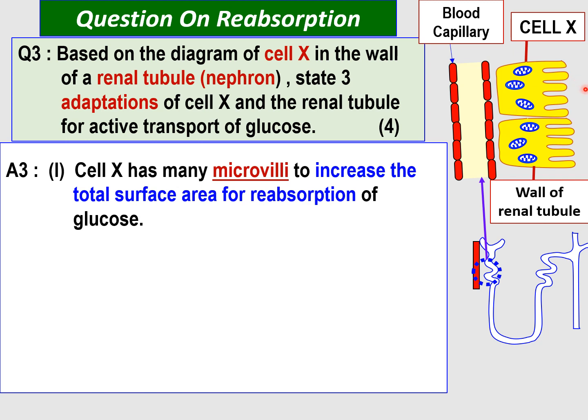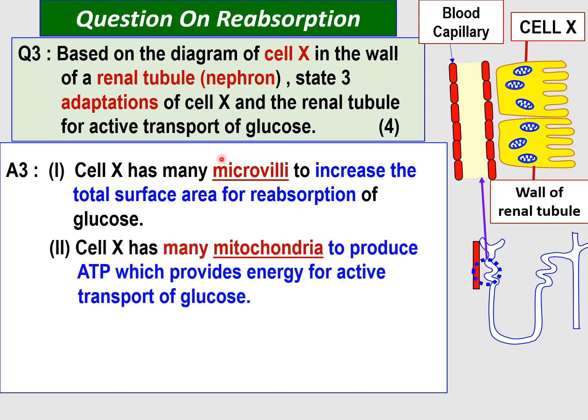Now the next point is the mitochondria. You have to recognize that these organelles are mitochondria. What are they used for? Generate energy through cellular respiration. For what purpose? For active transport of glucose. Cell X has many mitochondria to generate ATP, which provides energy for active transport of glucose.